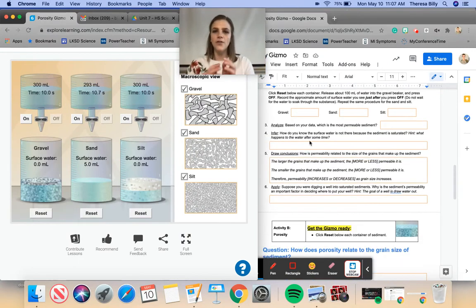Number 4, how do you know the surface water is not there because the sediment is saturated? Again, as time went on, what eventually happened to that water? That's what you'll think about and answer for question 4. So pause right here, fill in a couple of those blanks.